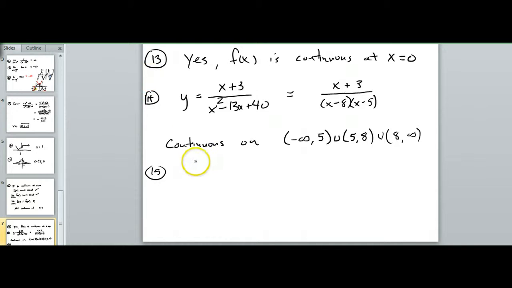Alright, 15 is very similar. It's a radical function, and this thing is continuous everywhere across that domain. So everywhere we don't have a square root of a negative. So we take the 9x plus 1 that was under the radical, and we set that greater than or equal to 0 to find the domain. We get 9x is greater than or equal to negative 1, so x is greater than or equal to negative 1/9. And so the interval where this is continuous is from negative 1/9 to 0, negative 1/9 included.